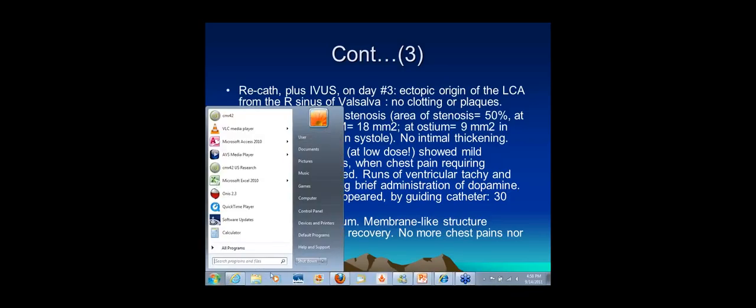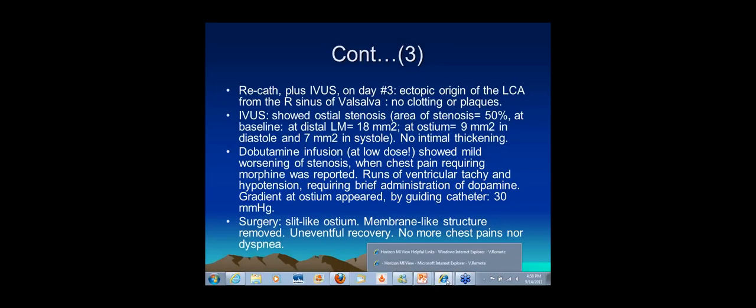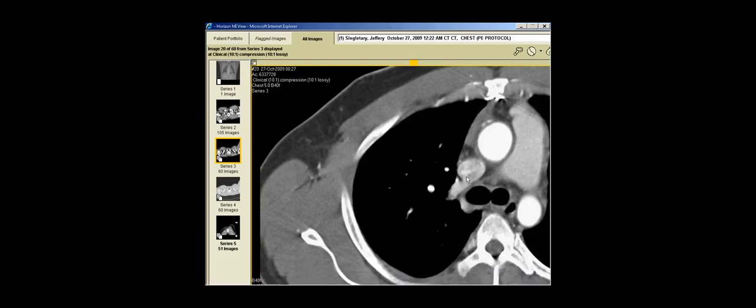We want to discuss now with Eric the findings at the CT scan that was done before further decisions.